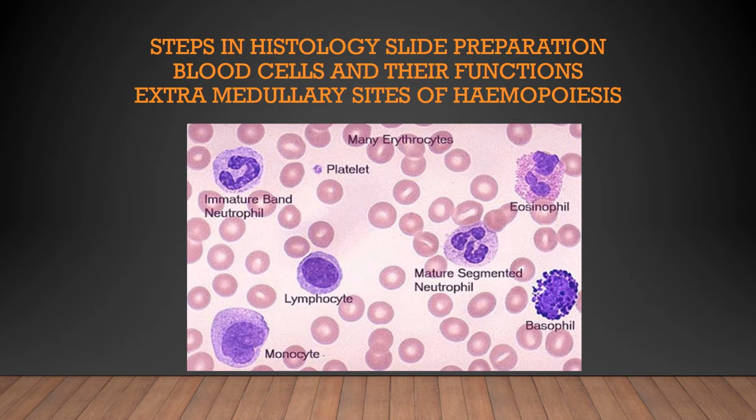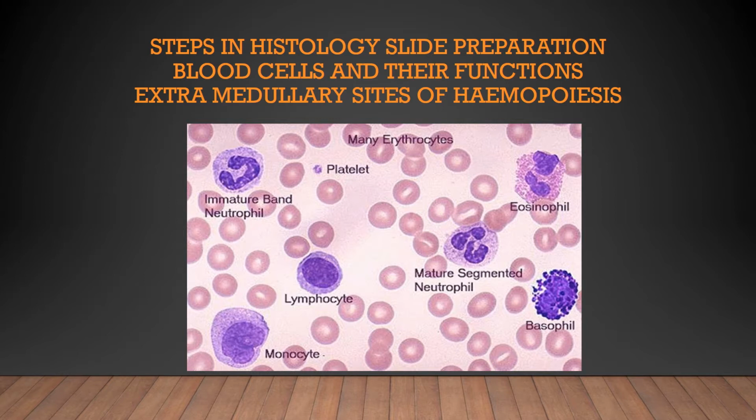So the cell is placed in increasing concentrations of alcohol. Then the next step is clearing, which is done to remove the alcohol. Xylene is used in most cases because it's soluble in both alcohol and paraffin. Then the next step is infiltration and embedding, where the cell is placed in melted paraffin wax and the paraffin is allowed to infiltrate the tissue. Then the cell and the melted paraffin are placed in a mold and allowed to harden.